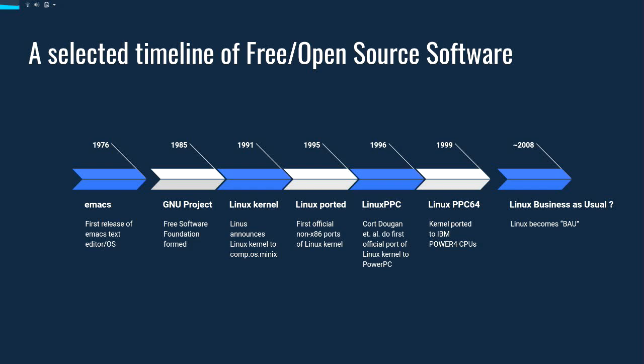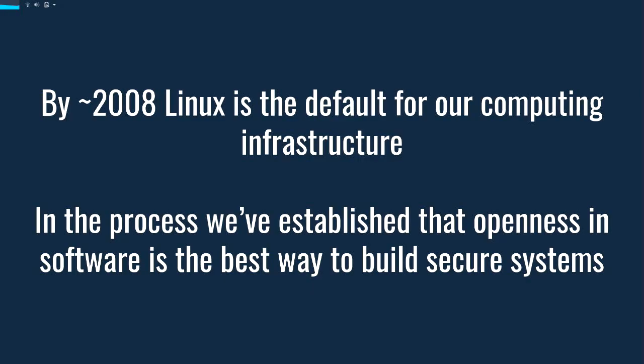Prior to that, there's a few other intermediate steps like the Debian project, '93, very important, commercial distros, first Ubuntu, released in 2004. But I think 2008 is about the inflection point for free and open source software, where Linux has kind of become the default for our computing infrastructure. And in that process, I think it's fair to say that we've established that openness in software is really the best way to build secure systems. So openness is kind of a key part of this.